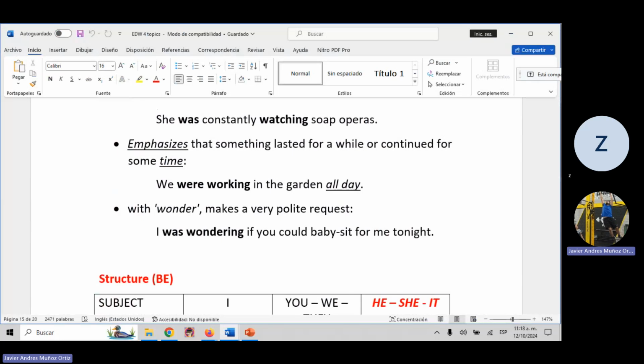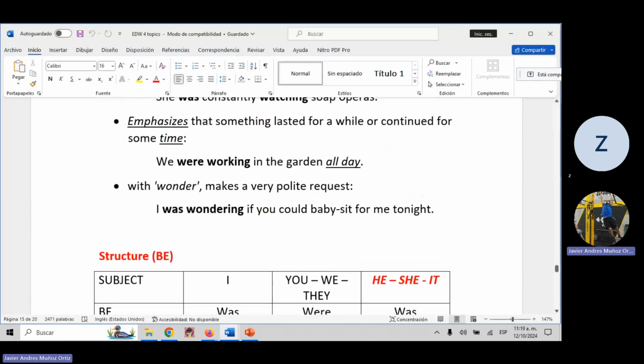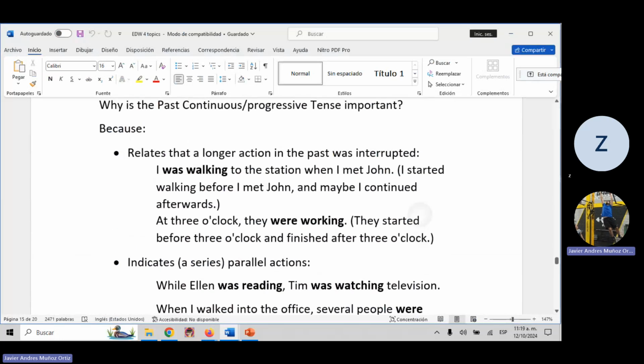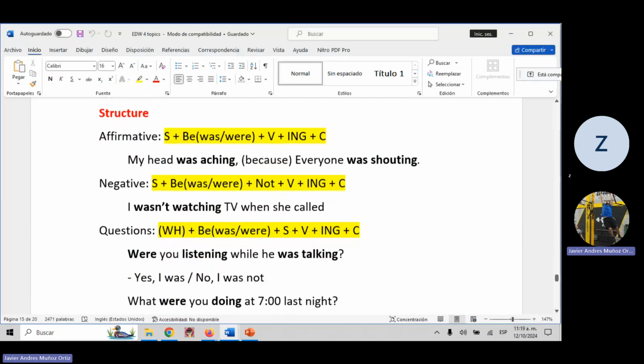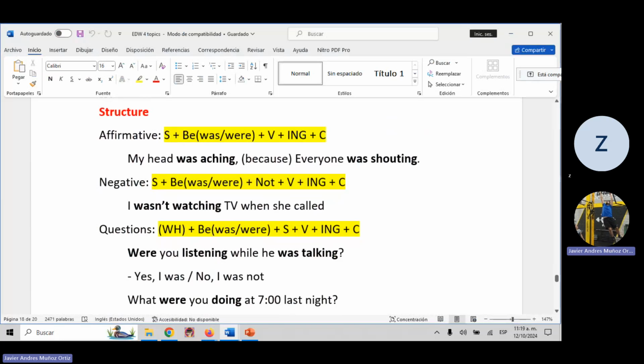And the fifth situation, why we use past continuous tense, is to request something politely. So to do that, we use a word called wonder. Me pregunto si, right? This is a very polite request. So this is why we use past continuous tense. And as we mentioned before, we're going to use two verbs. The verb to be on the first hand and the main verb, an action verb on the second hand.